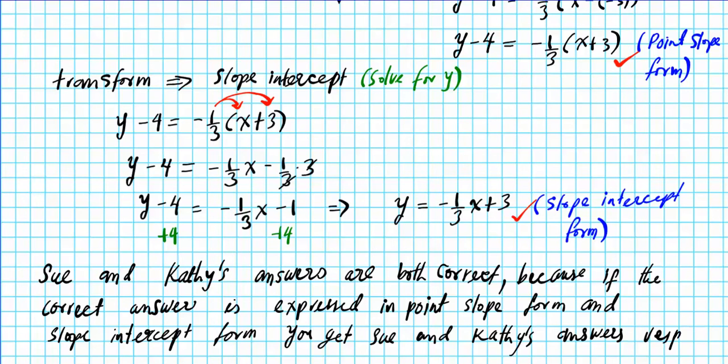So it doesn't matter the form. It is exactly the same thing. Okay, so in point slope form, we have Sue's answer. In slope intercept form, we have Kathy's answer. Both answers match what we got, so that indicates that they are both correct.